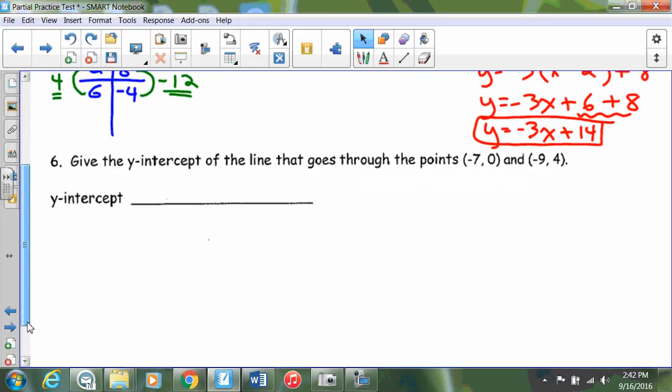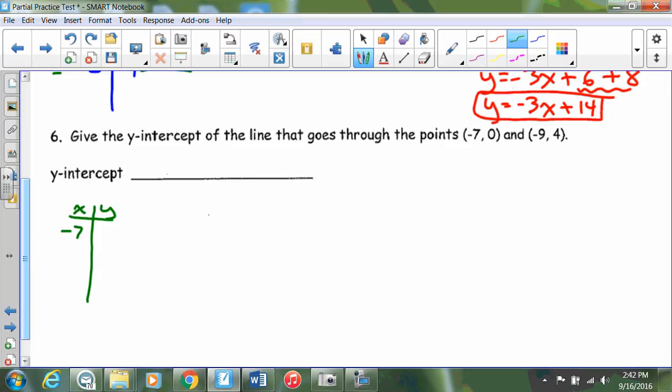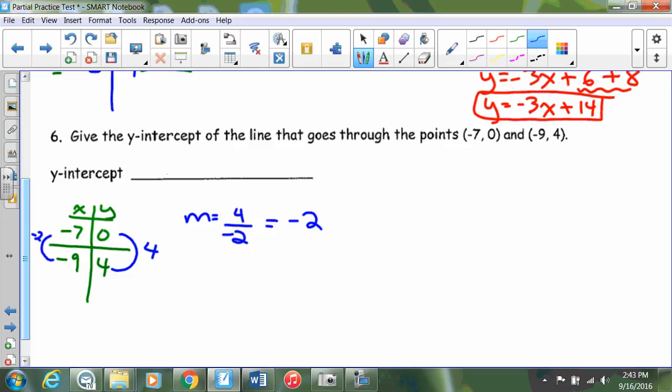Okay, for number 6, the y-intercept of the line that goes through the points -7, 0 and -9, 4. So we're going to do the same exact thing as what we did above. We see the 2 points. We're going to put them in table form. And we're going to do the hoops. So when we're doing our hoops, we have 4 minus 0 is 4. -9 minus a -7 is going to be -2. And so our slope is 4 over -2, which if we put that in our calculator, we're going to get -2.